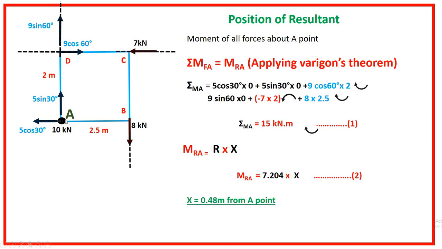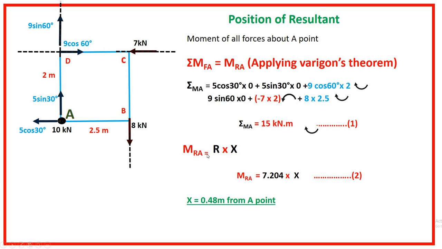What about the perpendicular distance from point A? It is 2.5. So 8 into 2.5. Now tell me, what about the nature of moment? The nature of moment is clockwise. 8 into 2.5 clockwise. Here these two moments shown by blue color are clockwise. This one is anti-clockwise, shown by red color, and all these other moments are 0. So the algebraic sum of moments of all forces about point A is 15 kilonewton meter in the clockwise direction.